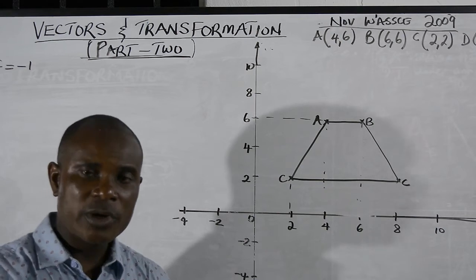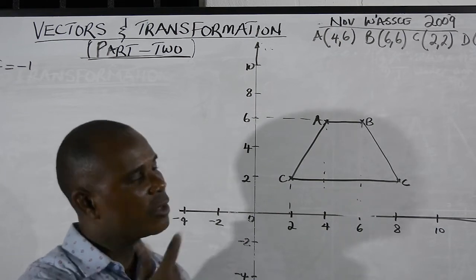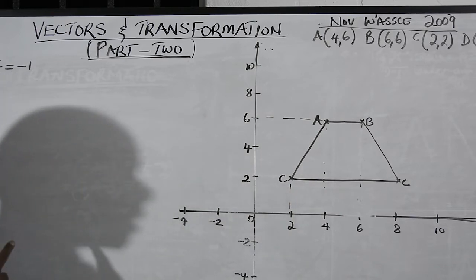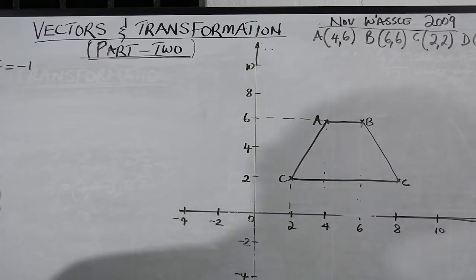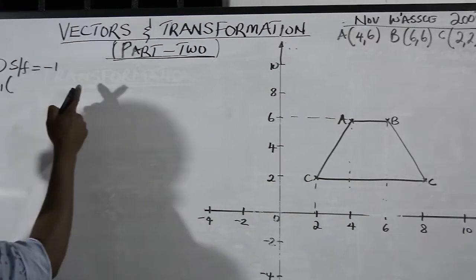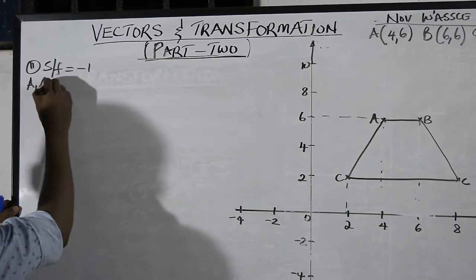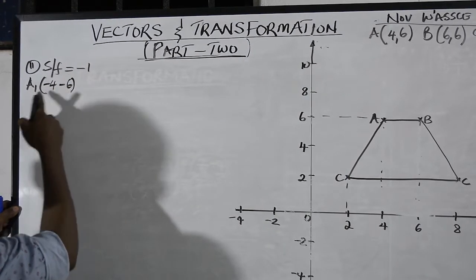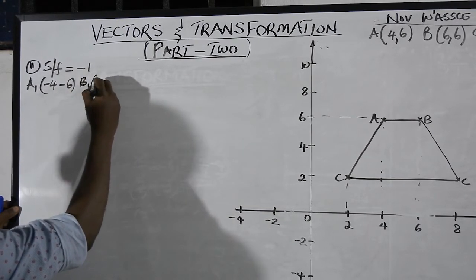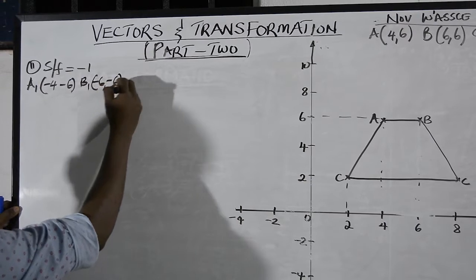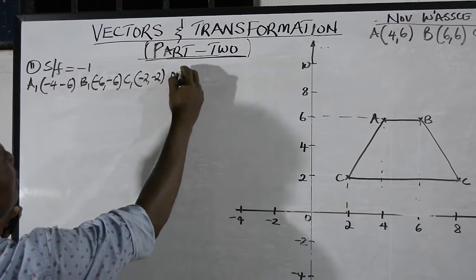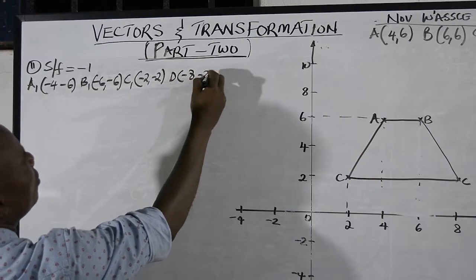Remember I said when you are enlarging from the origin, you just multiply all the coordinates by the scale factor. In this case, our scale factor is -1. So we multiply -1 by all the coordinates. You have A1 is -4, -6, because 4 multiplied by -1 is -4. B1 is also -6, -6, C1 is -2, -2, and D1 is -8, -2. So you say draw.